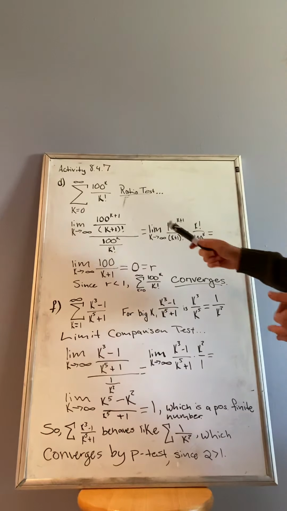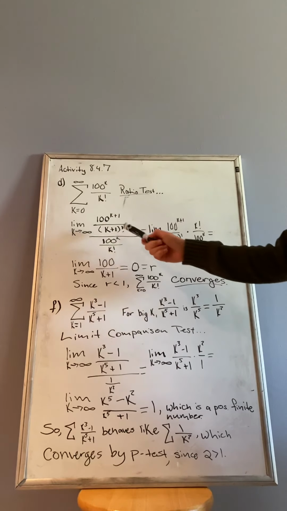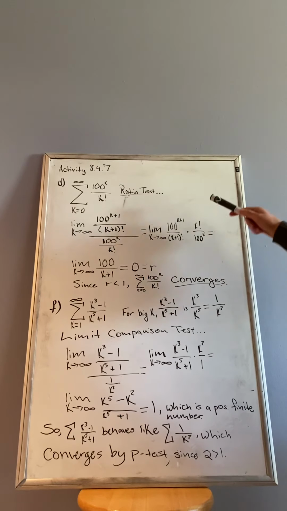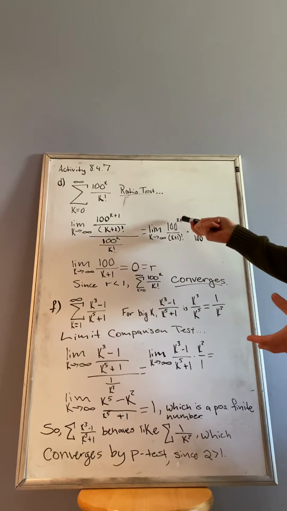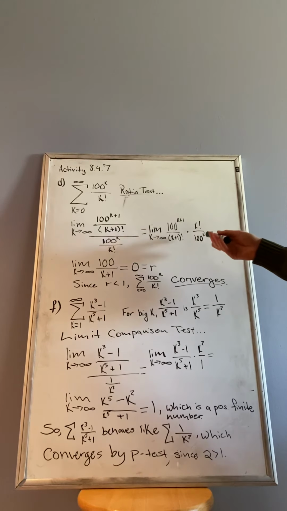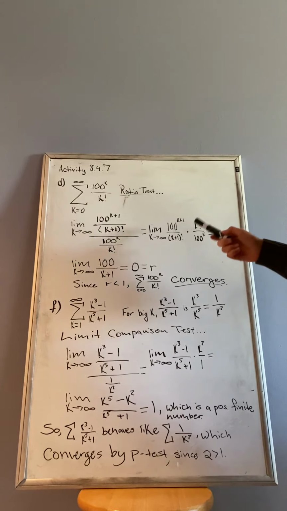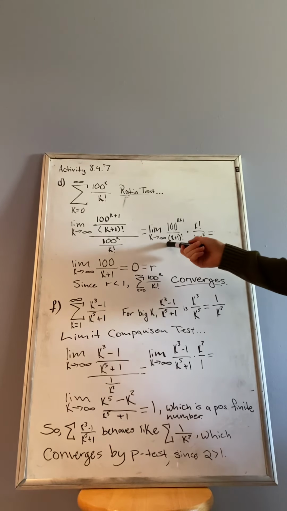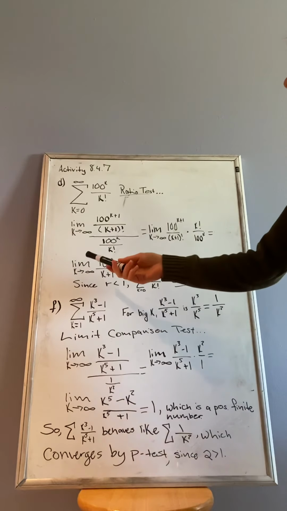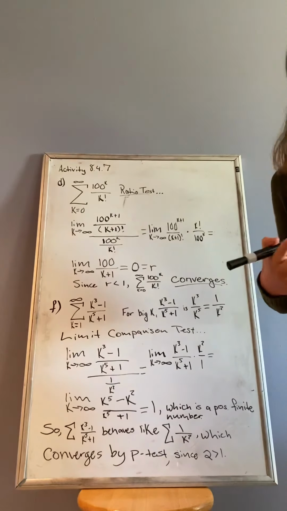When we do that, we get the limit as k approaches infinity of 100 to the k plus 1 over k plus 1 factorial times k factorial over 100 to the k. Most of it is going to cancel out. For the 100 to the k plus 1 over 100 to the k, all we're left with is 100 in the numerator. And for the factorials, everything cancels out except the k plus 1. So we get the limit as k approaches infinity of 100 over k plus 1.